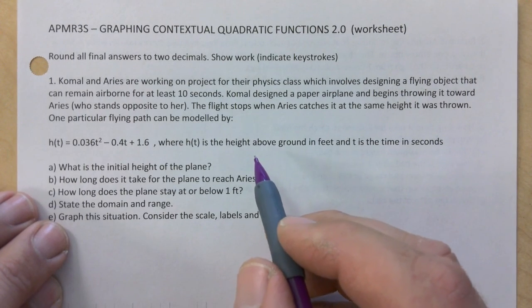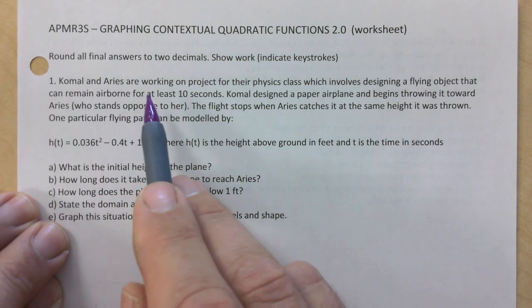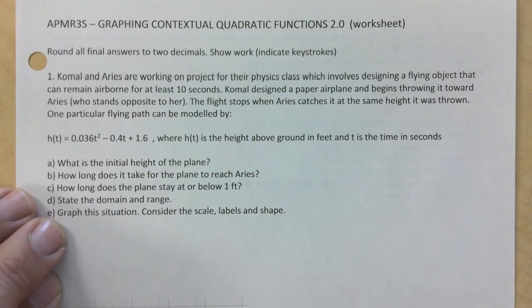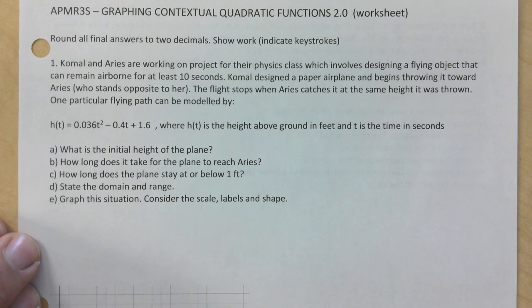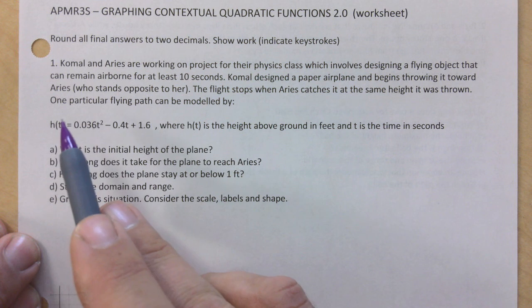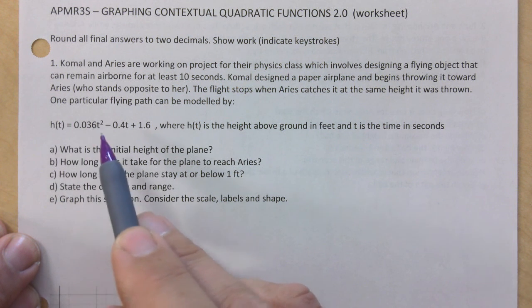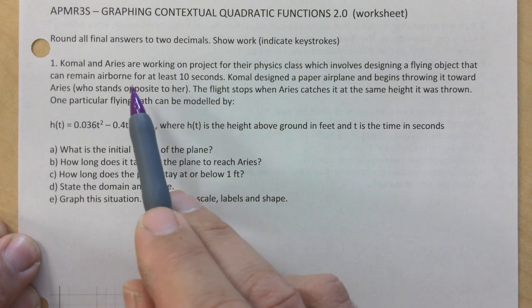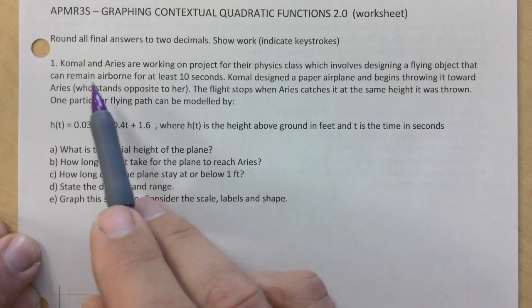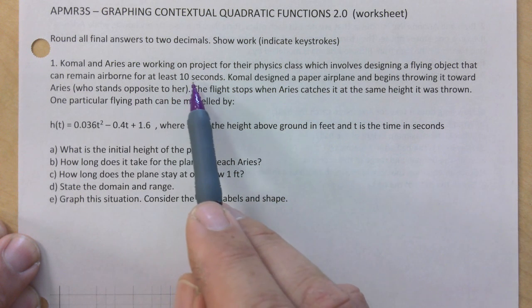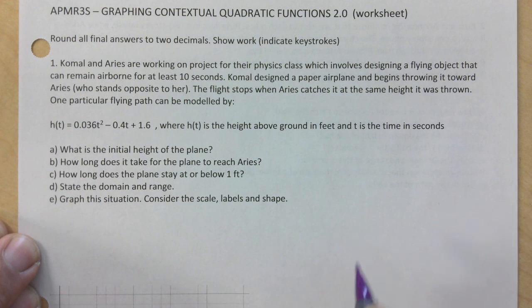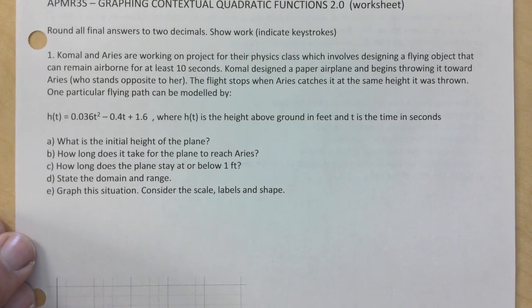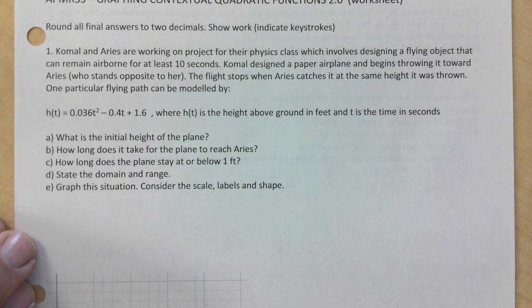All right, worksheet 2.0. This one is a little different. I don't know if you've noticed it, the parabola will open up, right? And you can tell by the equation here that that is going to be the case. Kamal and Aries are working on a project for the physics class, which involves designing a flying object that can remain airborne for at least 10 seconds. Kamal designed a paper airplane and begins throwing it toward Aries, who stands opposite to her. The flight stops when Aries catches it at the same height it was thrown.